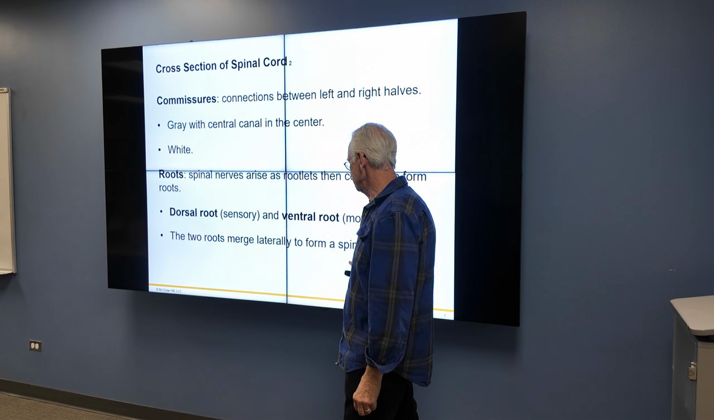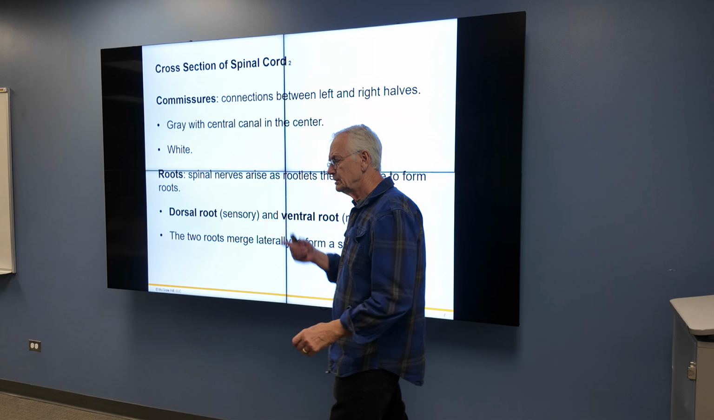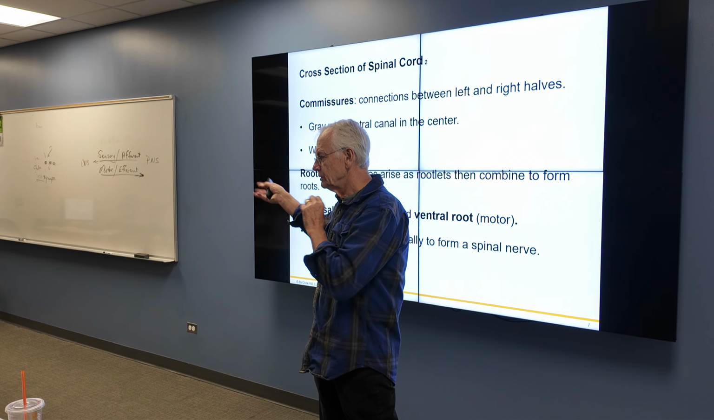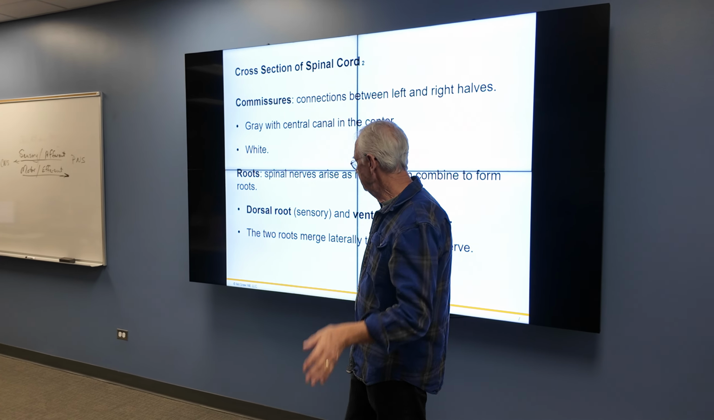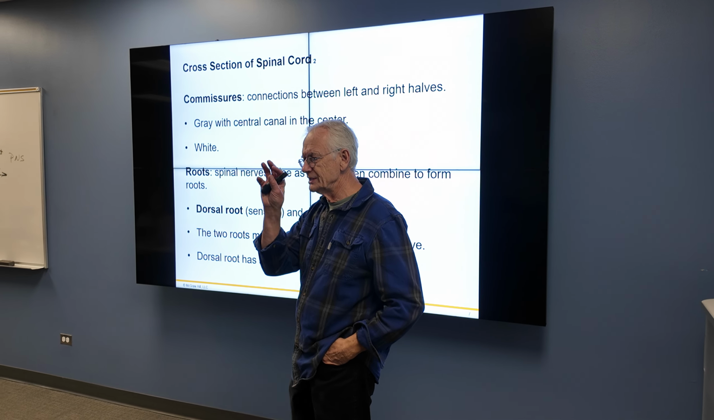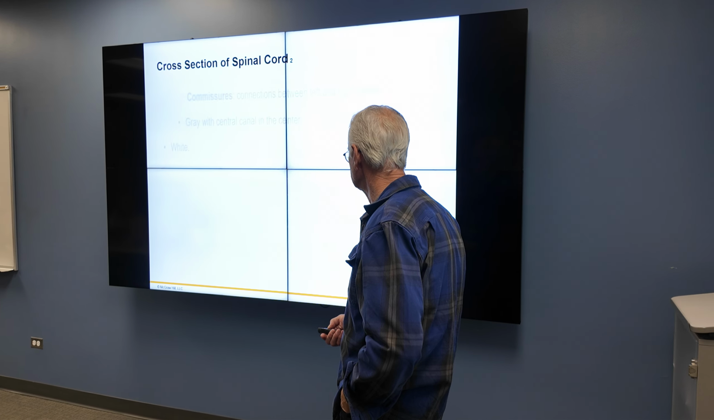The two roots merge laterally to form a spinal nerve. Does that make sense? That one comment right here. The dorsal and the ventral are going to merge as we go laterally to go out to the periphery of the body. Okay, dorsal root has a ganglion. The ganglion was that wide spot in the road. Okay, and that's what we saw in that illustration.